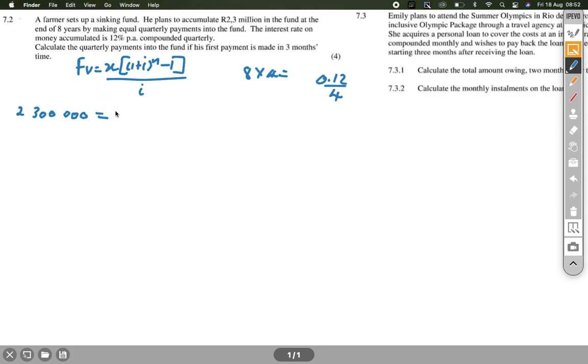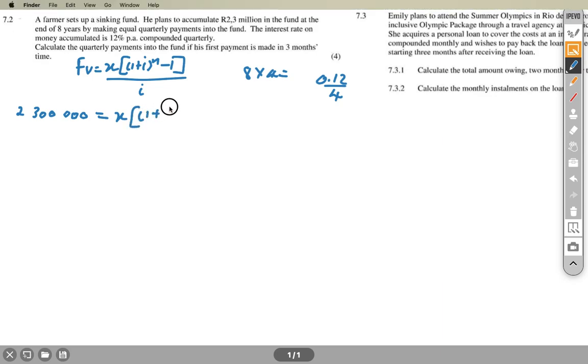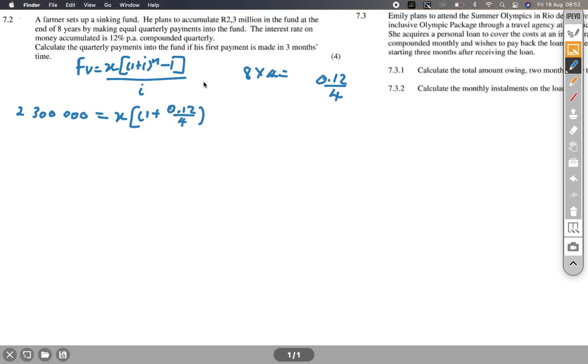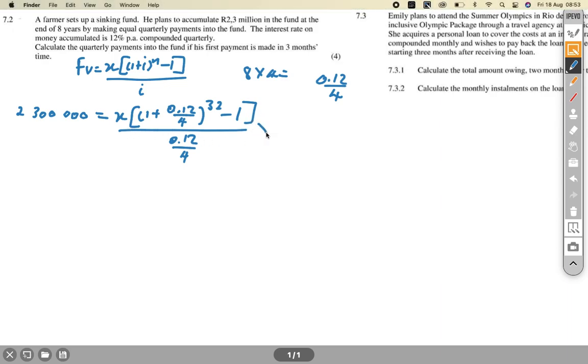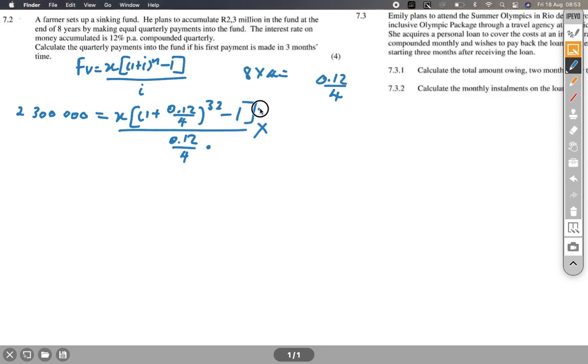Okay, and then we don't have X. We have our interest rate, which is, and then our N is 8 times 4, which is just 32 minus 1, and then our interest rate 0.12 over 4. Okay, and then what we need to do to solve for X, we need to multiply both sides by this and divide by this.